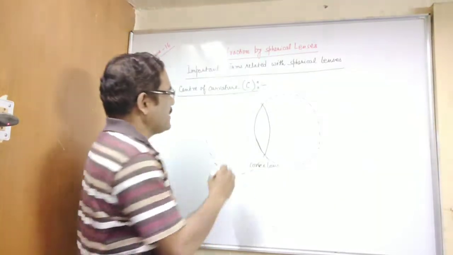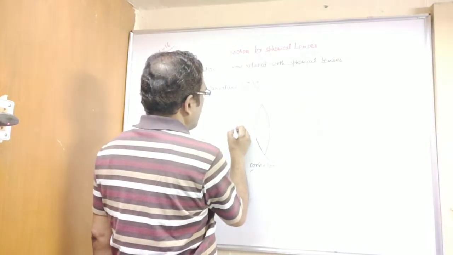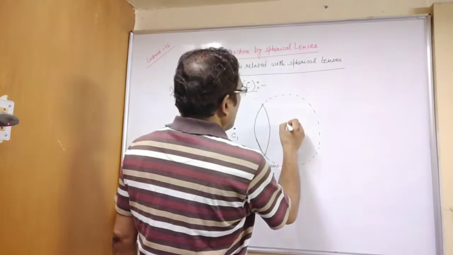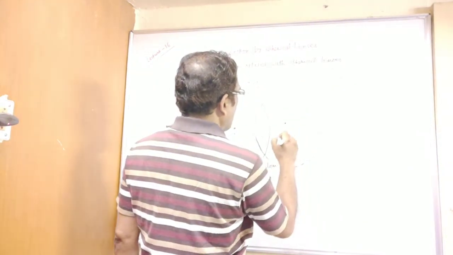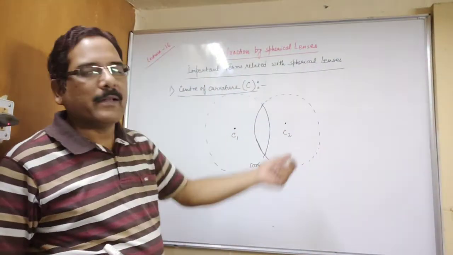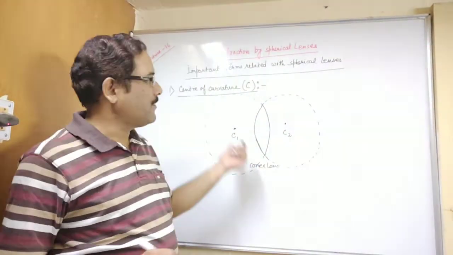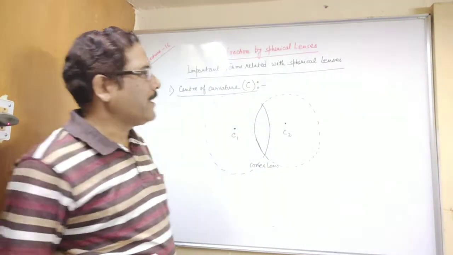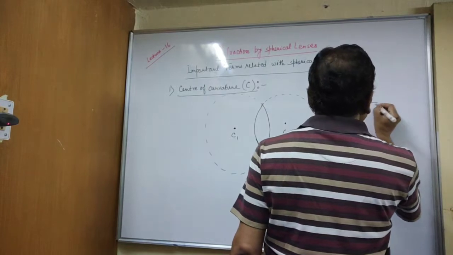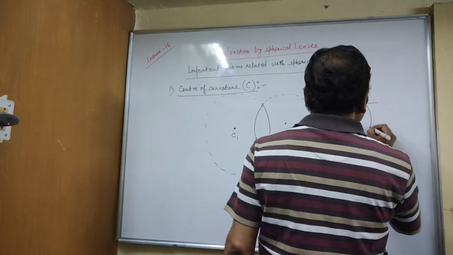Now a sphere has a center. So suppose the center of this sphere is here. You can mark it as C1, and this is the center of the other sphere. You can mark it C2. Then these C1 and C2 are the centers of curvature of the lens. We can represent it in the case of a concave lens also. A double concave lens is like this.